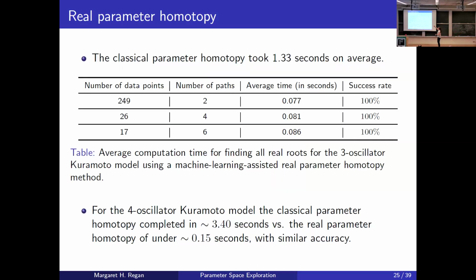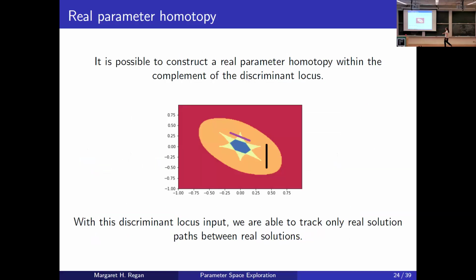And we did this, so the picture on the previous slide was for the Kuramoto n=3 case, so this is an oscillation problem. And the key part is not really what the problem is, but instead, when we did this classical homotopy that tracks all the complex solutions, it took about 1.33 seconds. So this is tracking a total number of 6 possible solutions. And so we have 2, 4, and 6 possible real solutions in these connected components that were shown on the previous slide, right? So orange is 2, yellow is 4, blue is 6.